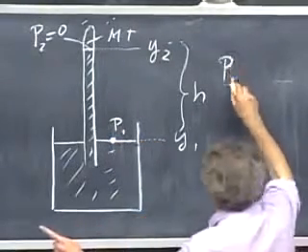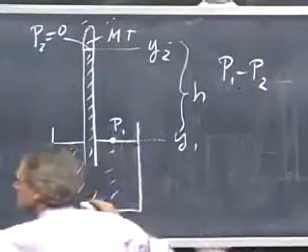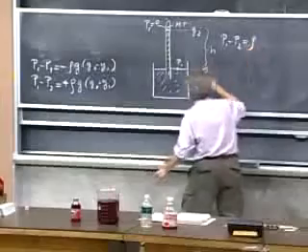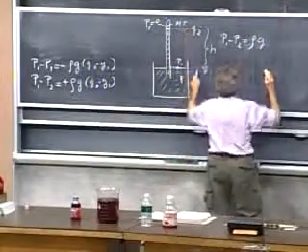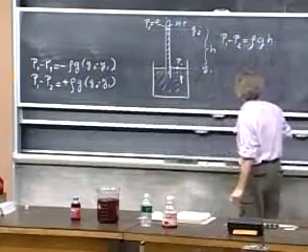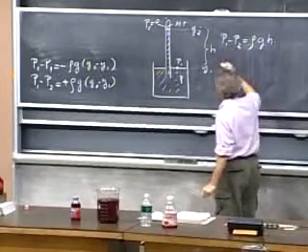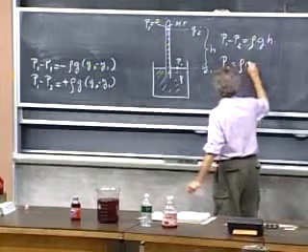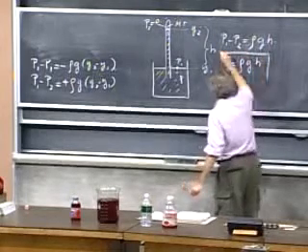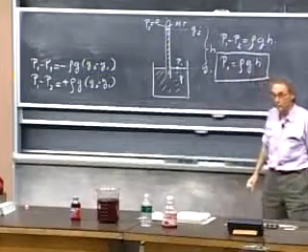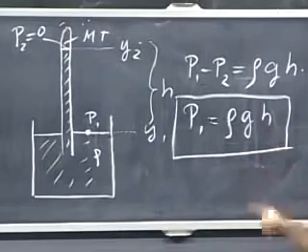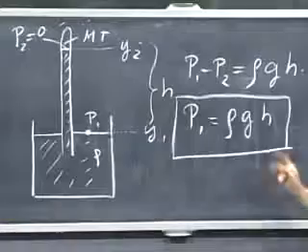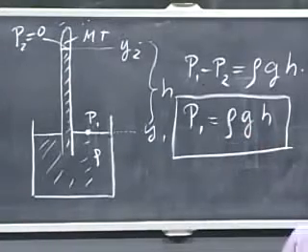Well, P1 minus P2 equals rho of the liquid times g times (Y2 minus Y1), which is h. But P2 is 0. So P1 equals rho g h. And that is the barometric pressure. So all I have to do is take a liquid, know the density of the liquid, measure how far I have to pull that hose up before the liquid breaks loose, and then I know what the barometric pressure is.